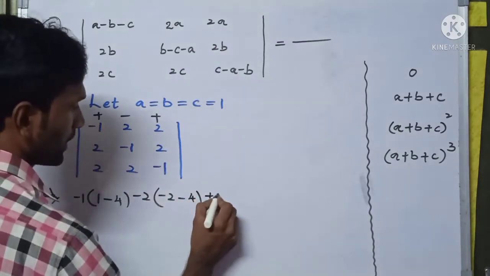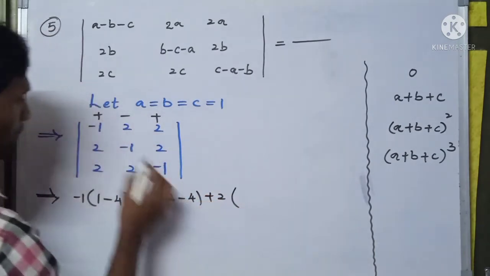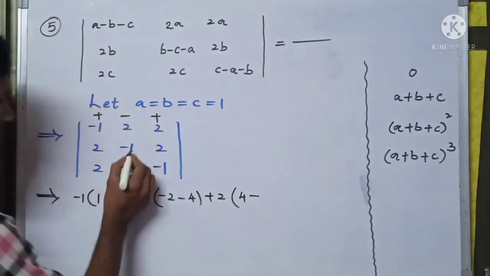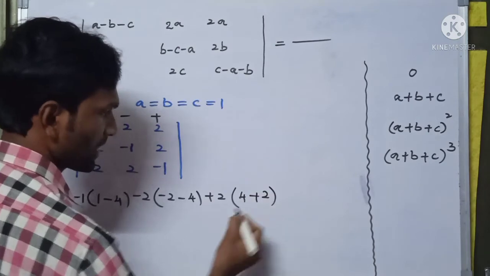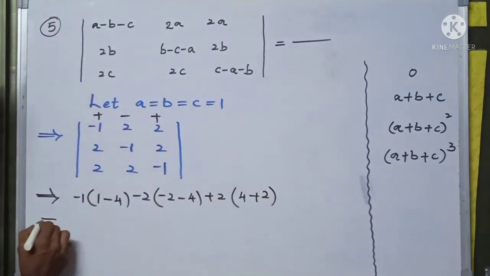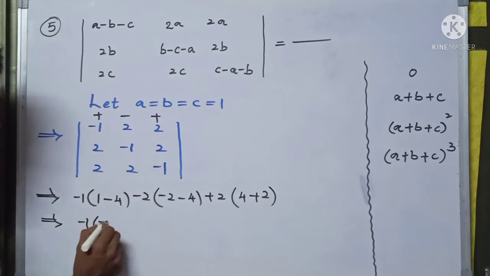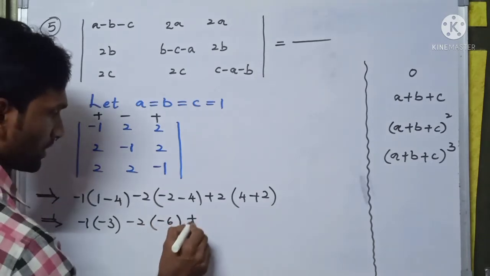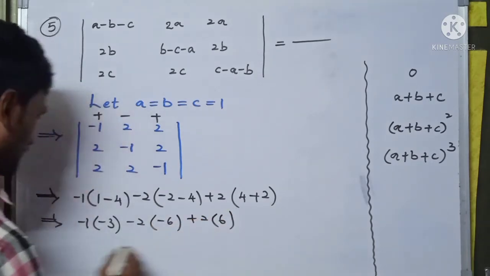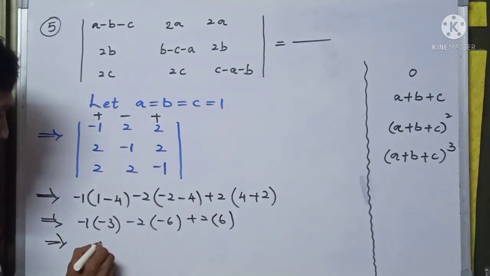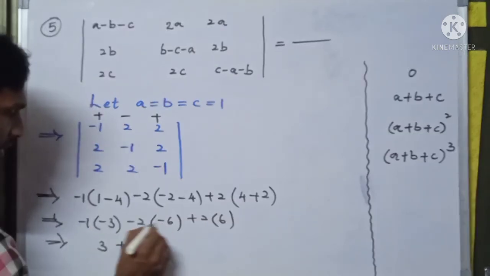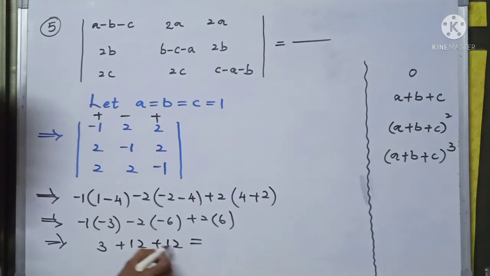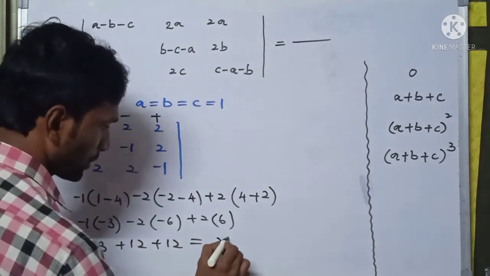Come to the third element, it is 2, where the symbol is plus. Plus 2 into, delete the row and the column of this element 2: 2 into 2, 4, minus 1 into 2, minus 2, that means minus of minus, plus 2. That implies minus 1 into minus 4 minus 3, minus 2 into minus 2 minus 4, minus 6, plus 2 into 4 plus 2, 6. That implies minus 1 into minus 3 is 3, minus into minus plus 2 sixes 12, plus 2 sixes 12. That equals 12 plus 12, 24, 24 plus 3, 27.